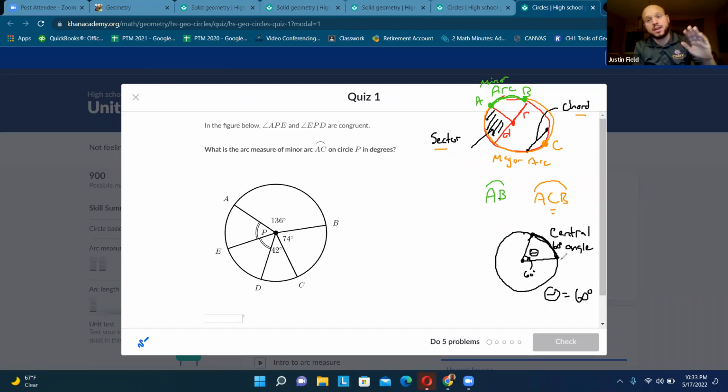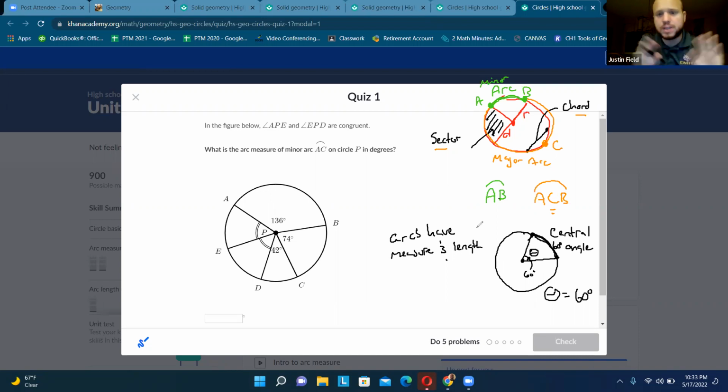It has a length, an arc length, which you may be thinking, wait a minute, what about the arc length? So arcs, let's write that down. Arcs have measure and length. All right, let's just get that straight. And so we have the central angle and the arcs intercepted by it.